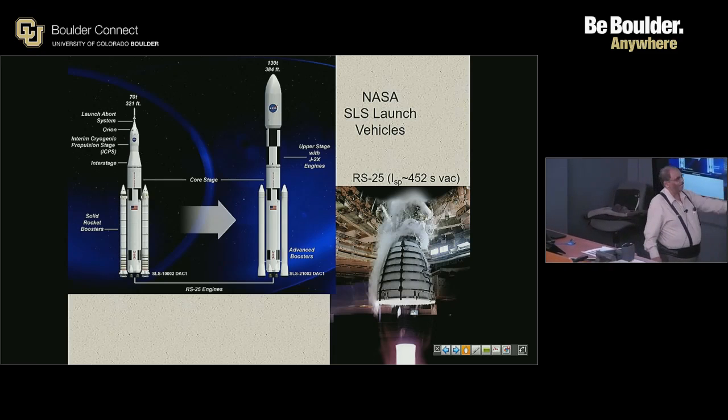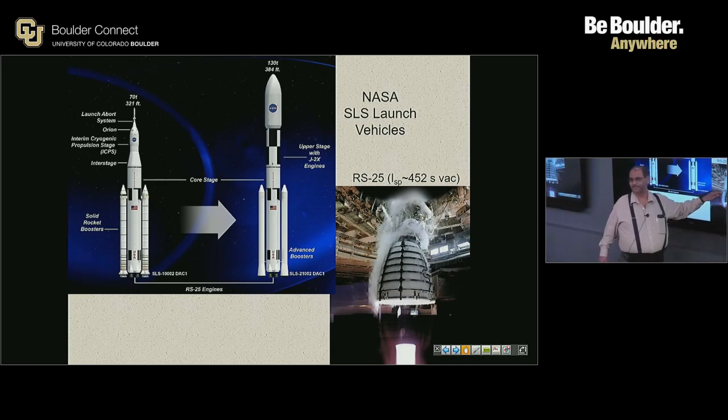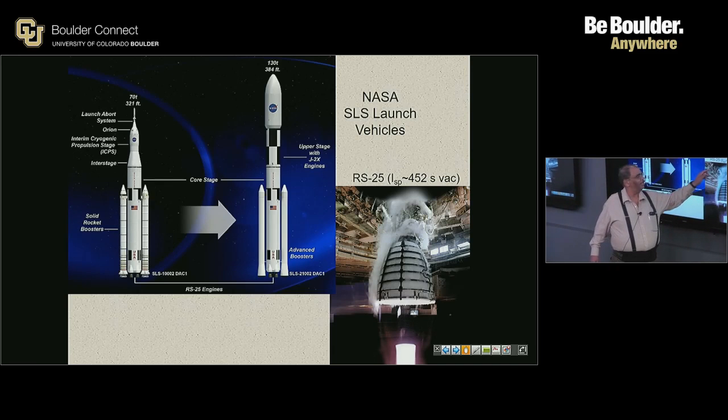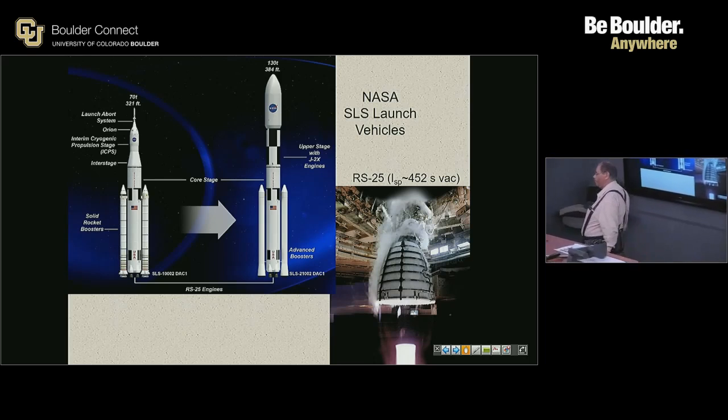Okay. Anyway, RS-25, beautiful engine. Okay. Very high performance engine, 452 seconds vacuum specific impulse. Okay. It uses what is known as staged combustion. I won't go into it now. I'll come back to that. It's a very good design. Works beautifully.